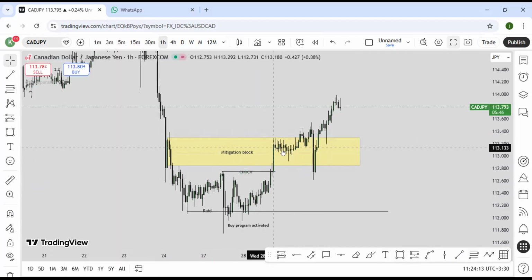Now we trade this short. Now when price comes back, we trade this mitigation block. When price comes inside the mitigation block, just look for a red here. You see this? This was the red. It happened in New York.